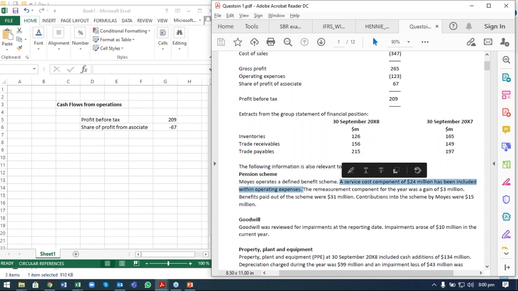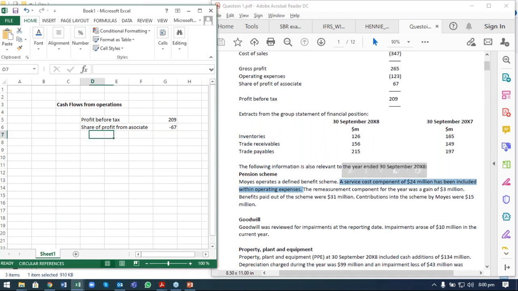A service cost component. As we know, this is an operating expense and that is charged to the profit and loss account, but is it a cash flow item? No, it's not a cash flow item. So I'm going to adjust it back. A service cost component, like I would say pension plan cost or pension plan expenses, your pension expenses, you can say it, employee expenses or pension.